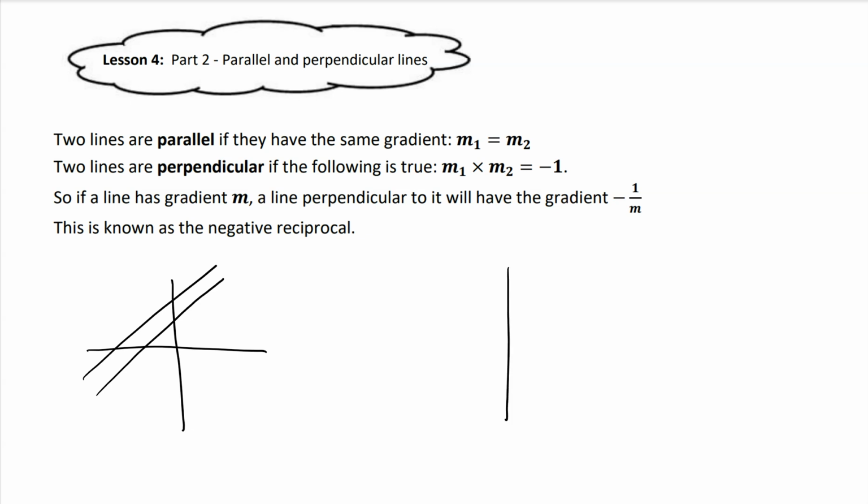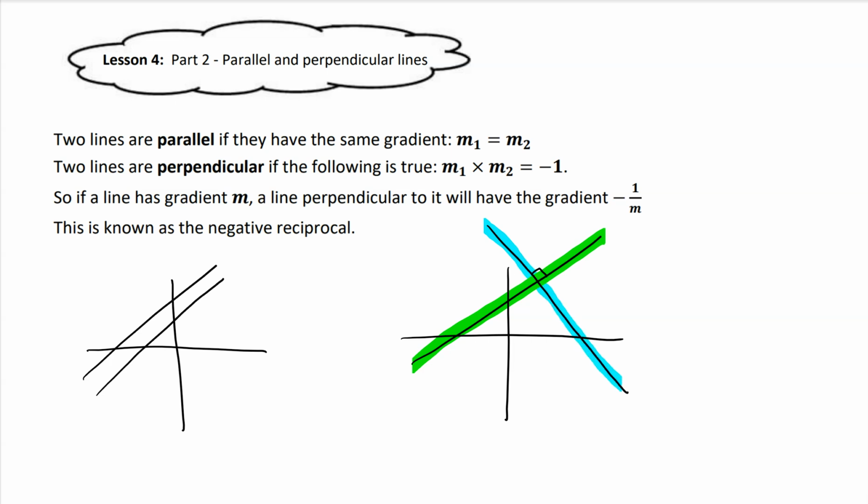Now two lines are perpendicular if they look something like this. Okay, you've got two lines here and they're going to meet at right angles to one another. In this case, if you multiply the two gradients of both lines, you should get -1 if they are perpendicular. So what this means is if this first line here has a gradient of m, the perpendicular line will have a gradient of minus 1 over m. Okay, so we call this the negative reciprocal.